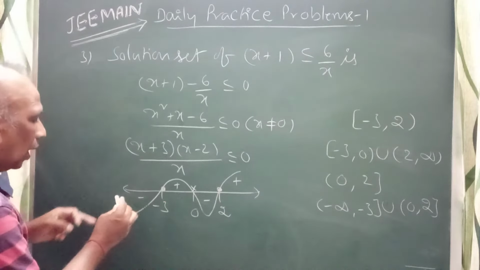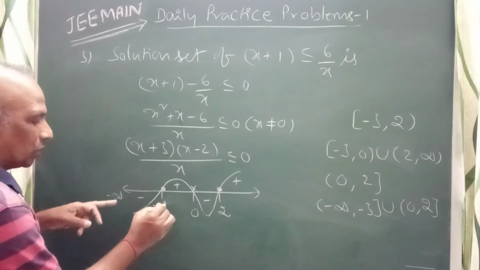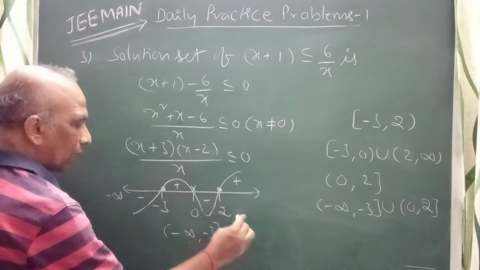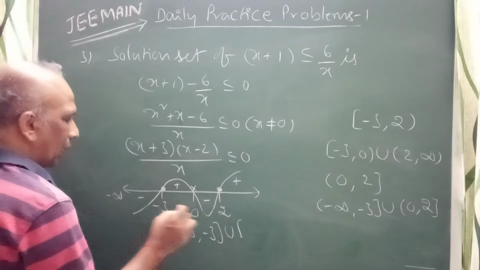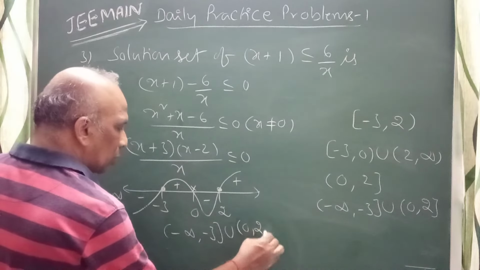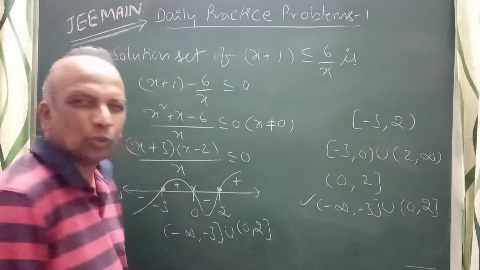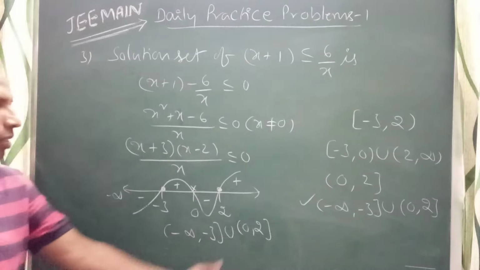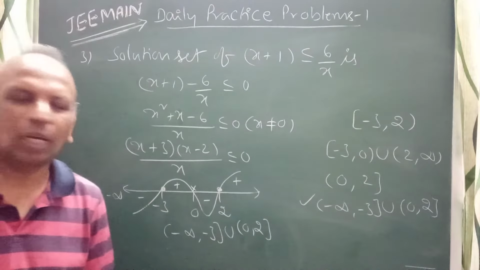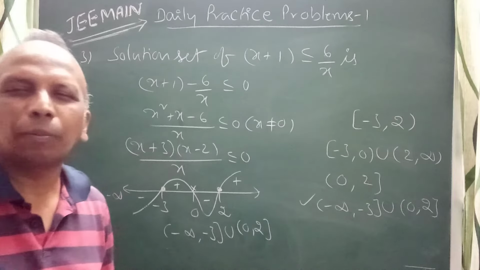Your answer is, I can write minus infinity to minus 3, including minus 3, then this one, because negative case means 0 excluded, including 2. So your answer is fourth option. Your answer is fourth option, right? That will be your answer. Now I will solve the next problem now.